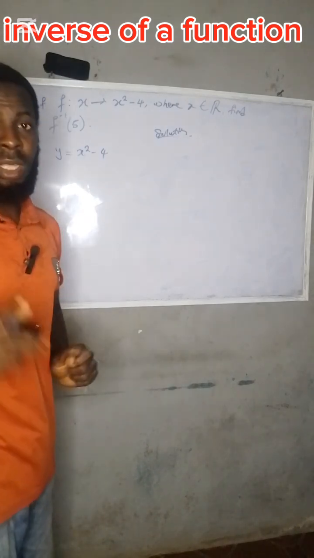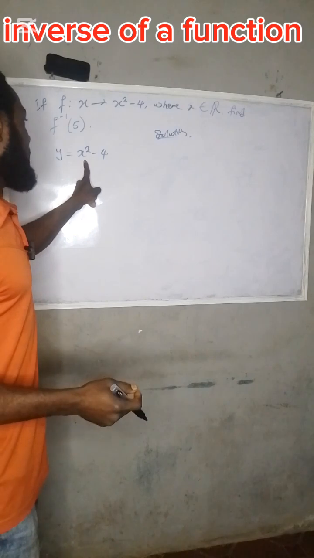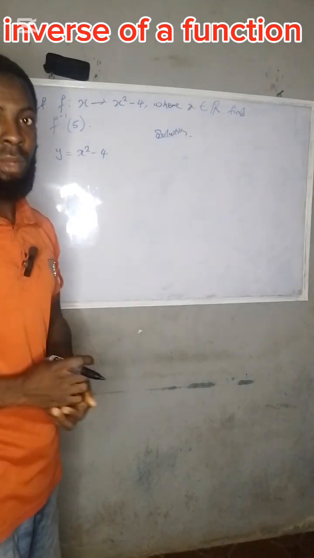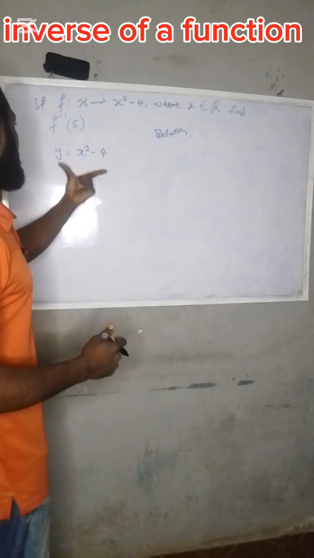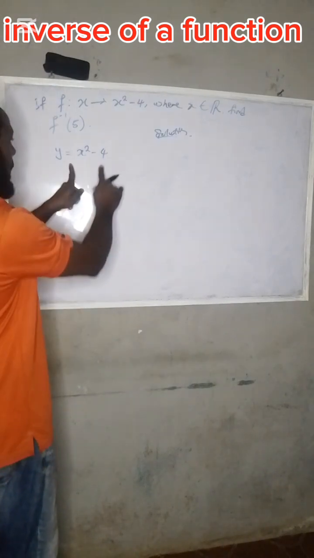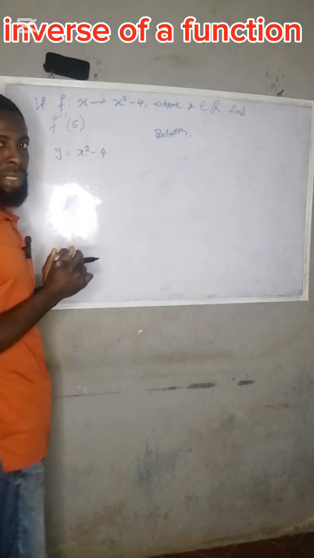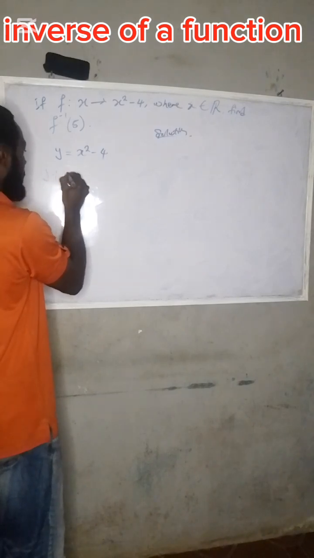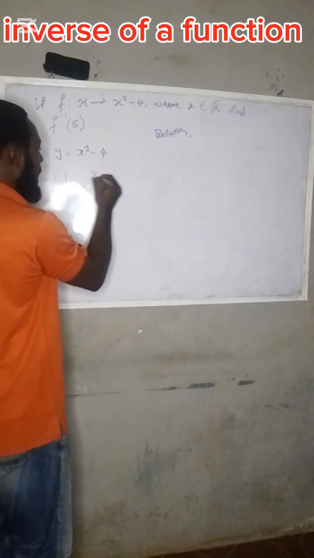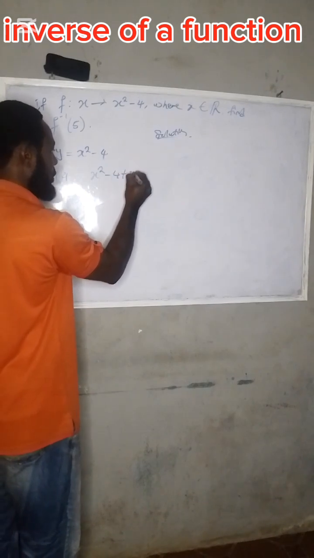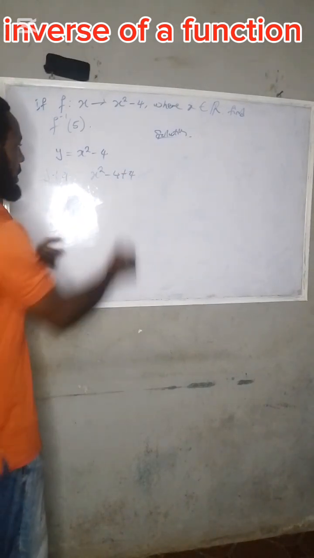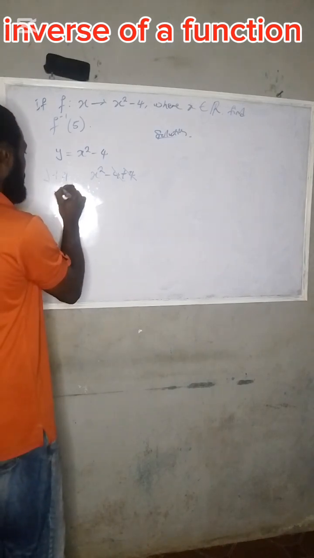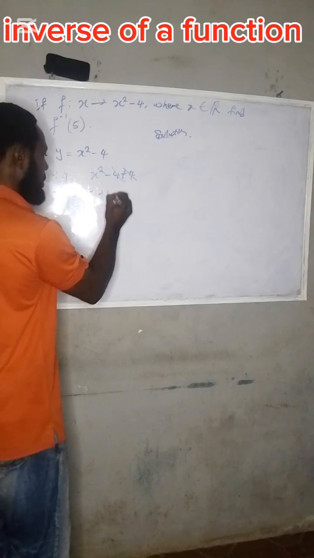By doing that, the first thing to know is that making x the subject of the formula is your priority at this point. How do you make x the subject of the formula? From this function we add 4 to both sides. By adding 4 to both sides, we have y plus 4 equals x squared minus 4 plus 4, and minus 4 plus 4 is 0. Now what is left is x squared equals y plus 4.